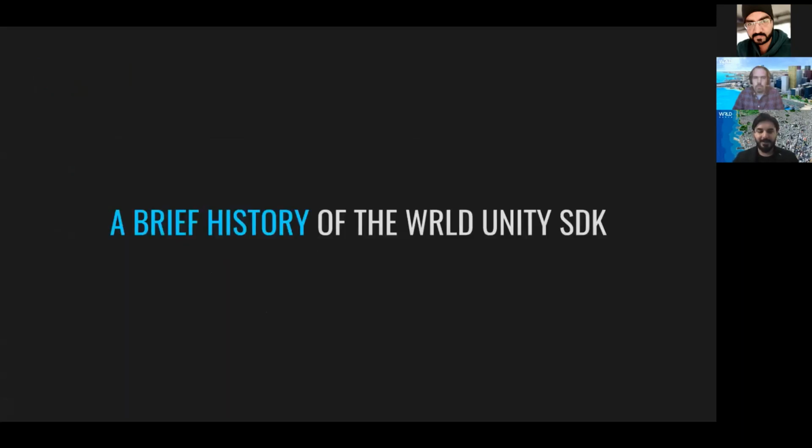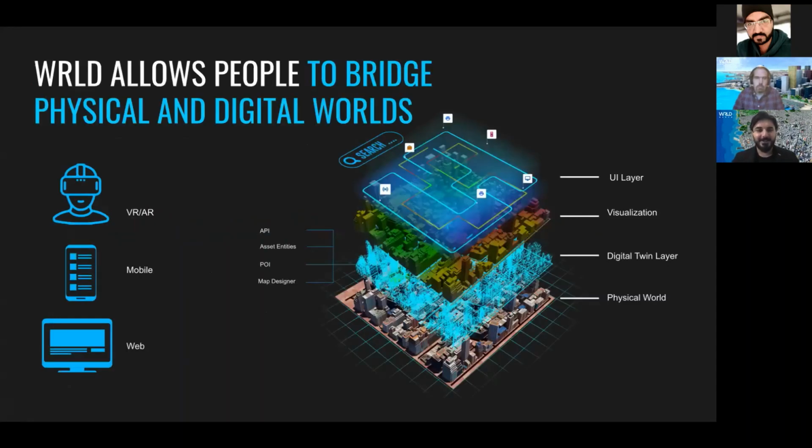So with that, let me just start with giving you a brief history of the Unity SDK. So first, a 10,000-foot view on what WRLD does. We have built a digital twin platform that really bridges the physical and digital worlds together. So you've got the physical world, and then you've got this digital twin layer, which is a semantically associated, geospatially accurate model of the world indoors and outdoors. So it's effectively a machine-readable layer of the outdoor and indoor environment.